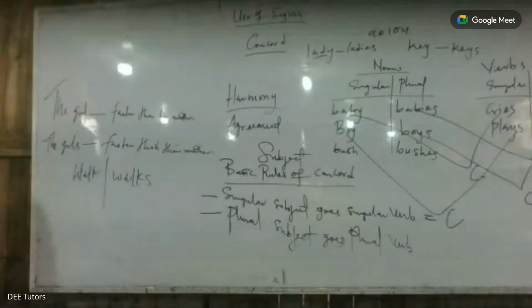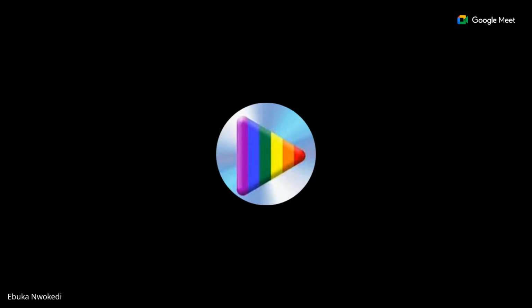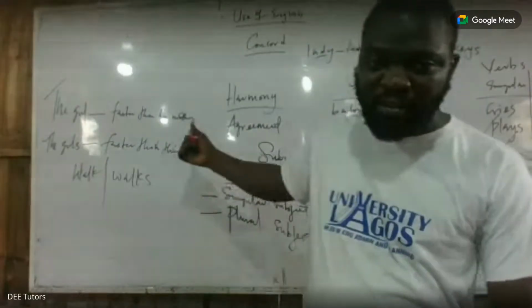In the case of the first sentence, I hope you can see the board, those students online. Can you see the board? Yes, sir. Can you see the whiteboard?